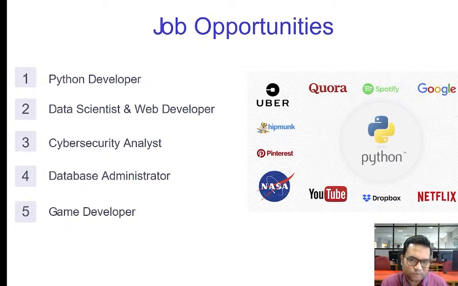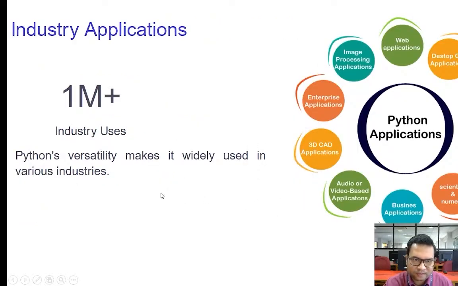These are just a glimpse of job opportunities, and you can see in the image which companies provide job opportunities. Now, when we talk about industry applications, Python is so versatile that it has 1 million plus industry usages. Python's versatility makes it widely used in various industries, like web application development, desktop applications, software development, scientific and numeric applications, designing applications, and image processing applications.